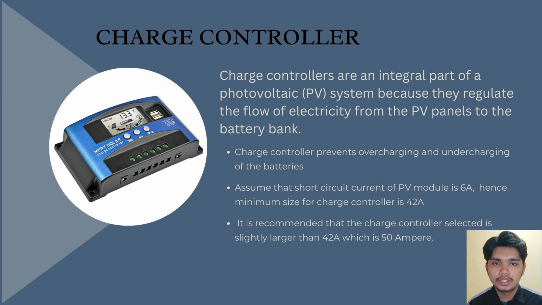Moving on to the charge controller. Charge controllers regulate power from the PV panel to the battery bank in the system. The charge controller must handle the maximum PV array power and battery bank current. An insufficient charge controller can overcharge or undercharge batteries, reducing their lifespan. The charge controller's minimum size is 42 amperes, since the PV module short circuit current is 6 amperes and the battery is parallel. The charge controller should be slightly larger than 42 amperes, which is 50 amperes.